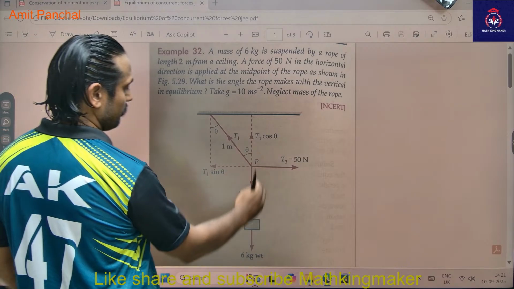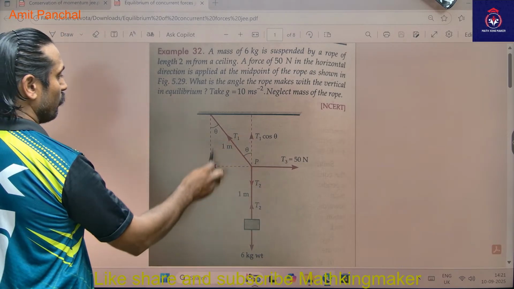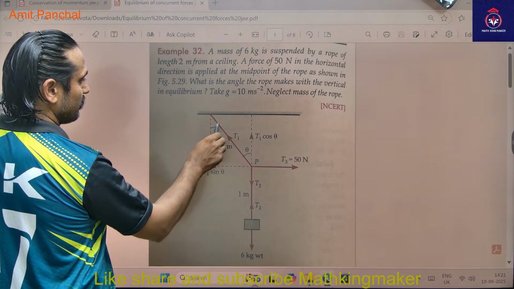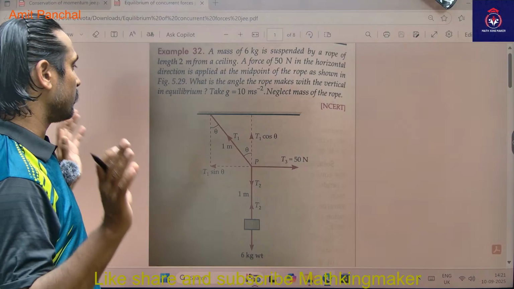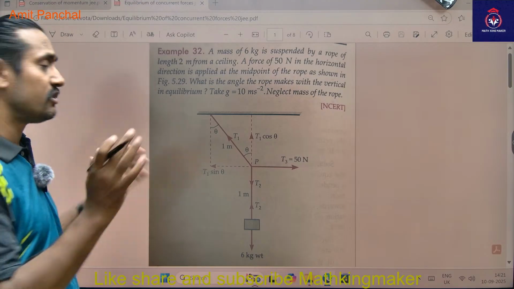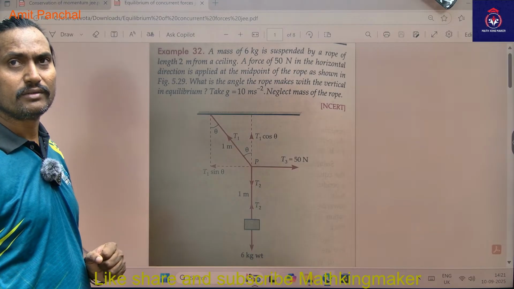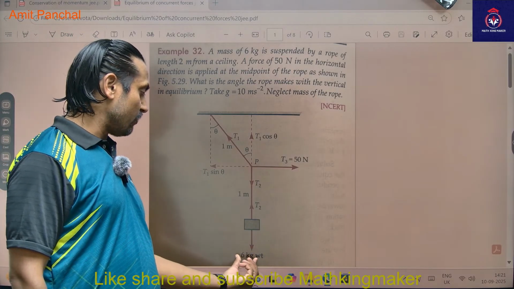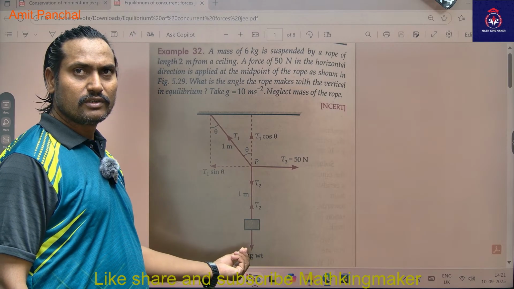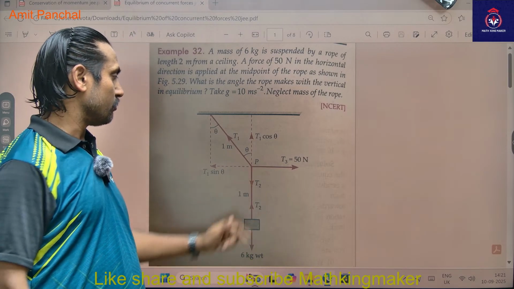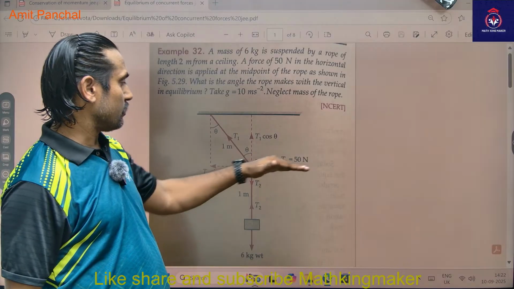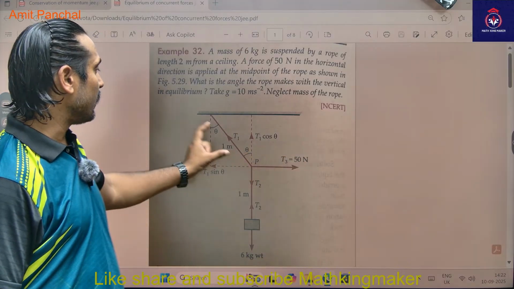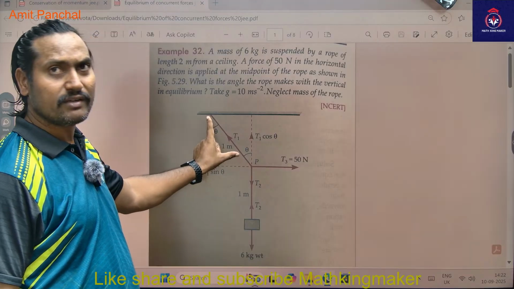What is the angle the rope makes with the vertical in equilibrium? So let us say this mass is in equilibrium. What angle is the rope making with the vertical? This theta is to be calculated. Now you just have to think how many forces are applied, where they are applied, and in which direction. So weight will be downward, T2 will be upward, because the force is applied here, and from here to here that will be a different tension.